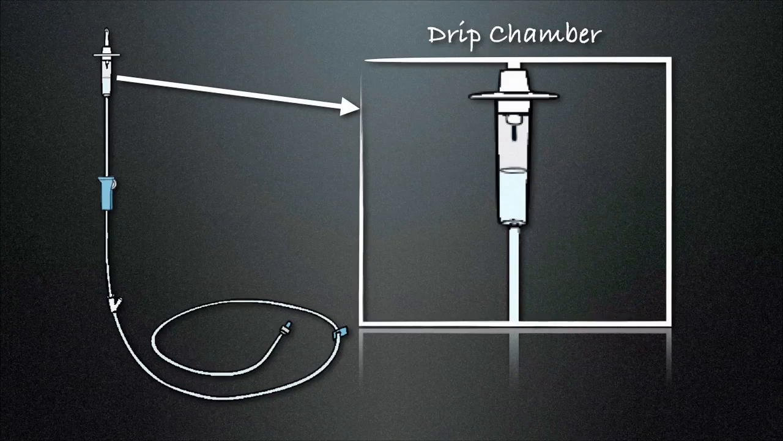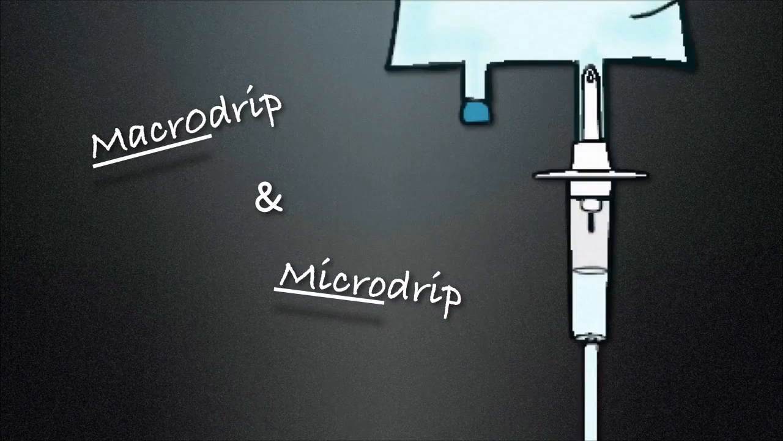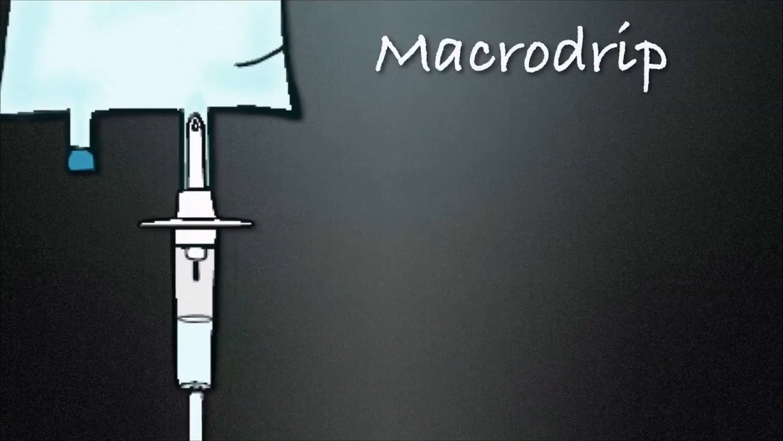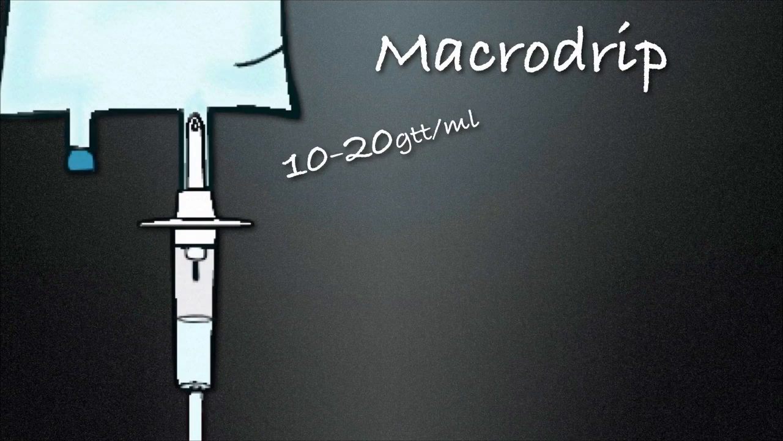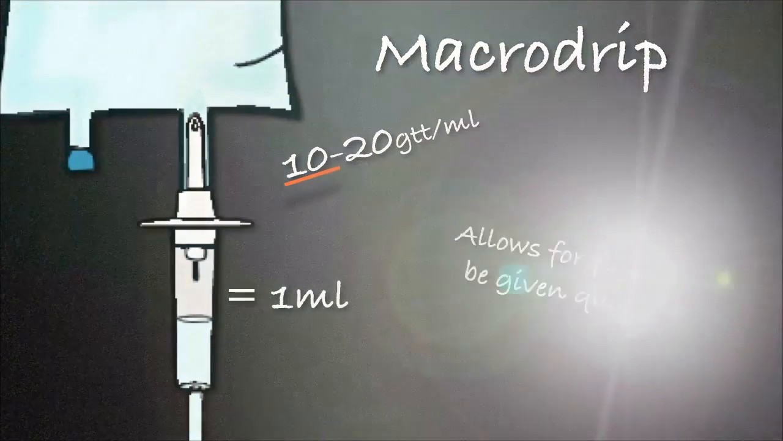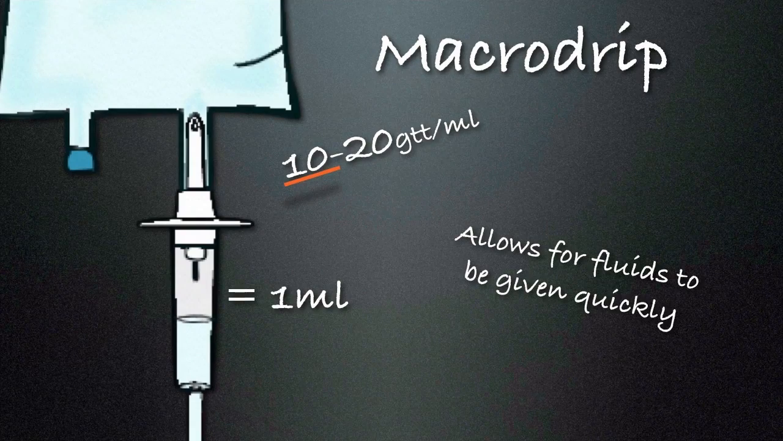There are two different types of tubing you may encounter as a midwife: macro drip tubing and micro drip. Macro and micro refer to the size of the drip that is created by the drip chamber of the tubing. Macro drip tubing is generally 10 to 20 drips, abbreviated as GTT, per milliliter, meaning that if the drip factor of the tubing is 10, then 10 drips of fluid are needed to equal 1 milliliter of solution. Macro drip tubing is what you will most likely use and encounter as a midwife. Fluids can be given quickly through it if needed.